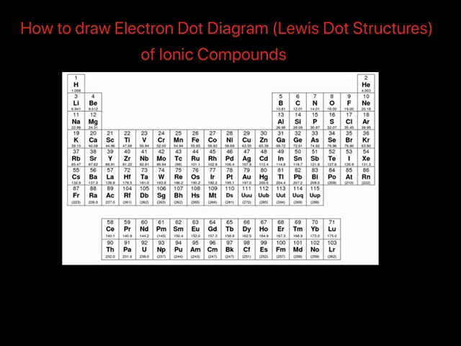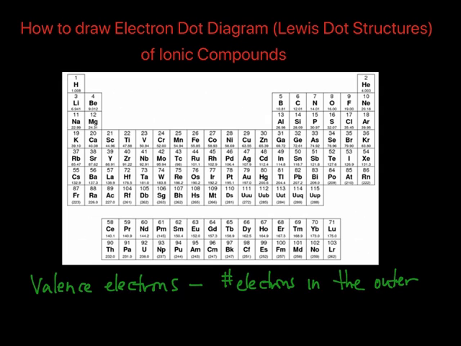Before we start, again, looking at the periodic table here, it is set up also because of the number of valence electrons in a certain atom of an element. So what are valence electrons? Valence electrons are the number of electrons in the outermost shell or subshell of an atom of a particular element.